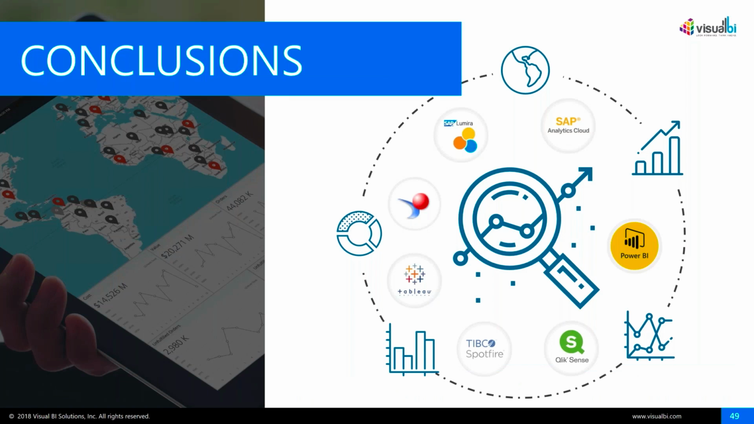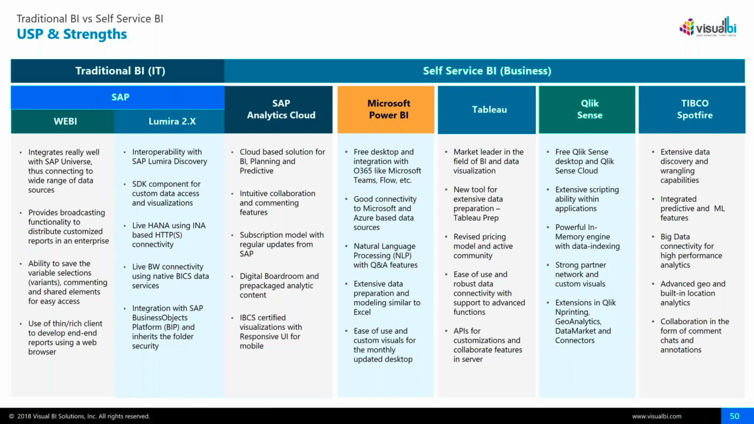So we are going to dive into the conclusions. One of the things I kind of alluded to: if you take the traditional BI tools like SAP Business Objects, you will see it really integrates very well with the SAP ecosystem. If you are a BW customer, a Business Objects Universe customer, or a HANA customer, you are going to be really happy because you can reuse a lot of the assets and it has the native connectivity.